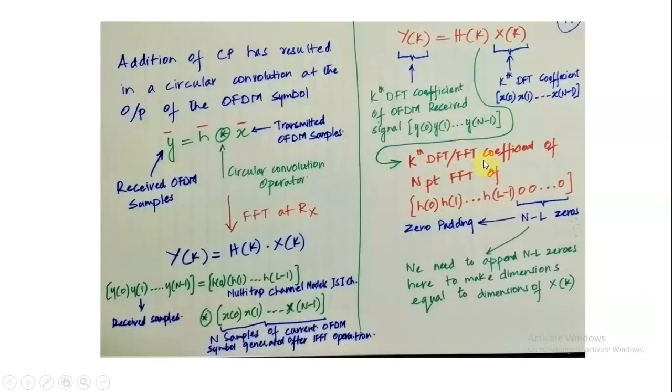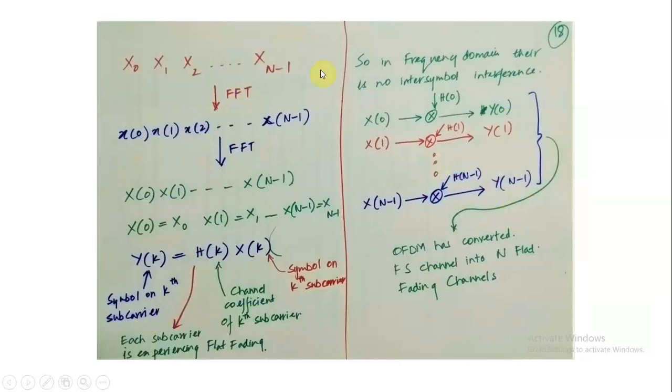So the kth DFT coefficient of the N-point FFT is given by this. We need to add zeros here to make the length equal. So we need to append N minus L zeros here to make the dimensions equal to the dimensions of x_k. This is called zero padding. So after zero padding, we take the symbols x0 to x_{N-1}, take the FFT, and we get this.